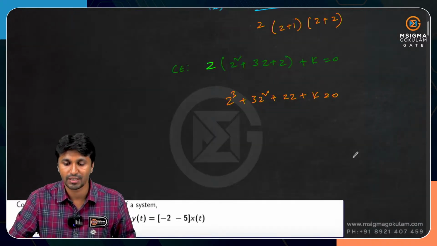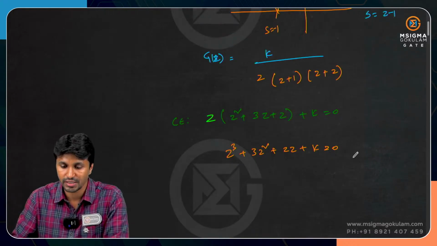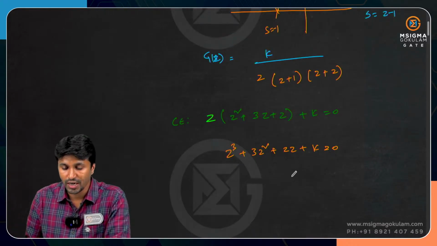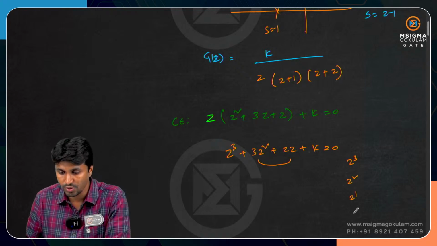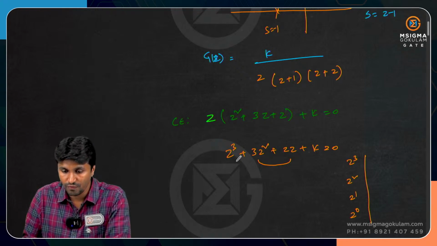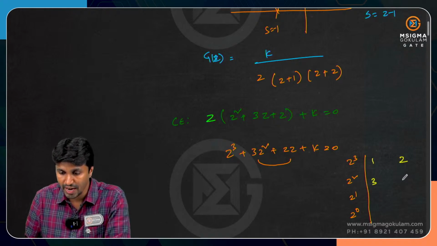So this is nothing but the characteristic equation. You can clearly see that for the system to be stable, the internal product... So look at this one, apply the RH criteria: z cube, z square, z raised to 1, z raised to 0. So the coefficients are 1, 1, 2, 3 and k, right?